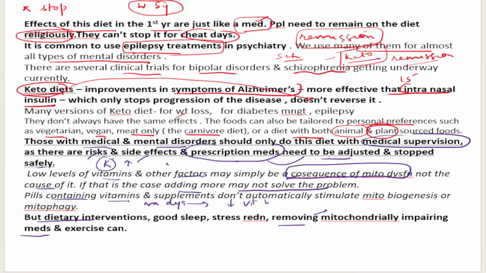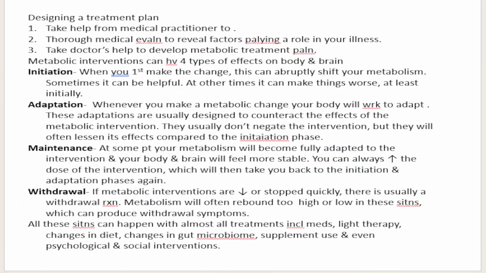So pills containing vitamins and supplements don't automatically stimulate mitochondrial biogenesis or mitophagy. If you take a pill containing a vitamin or supplement, it will not help in improvement of mitochondrial health. Instead, dietary interventions, good sleep, stress reduction, removing the mitochondria-impairing medications, and exercise can actually help in improving mitochondrial health. Now, how to design a treatment plan?